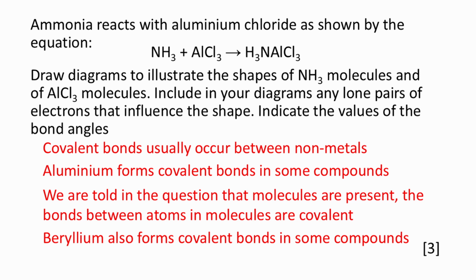Covalent bonds usually occur between non-metals. However, aluminium, a metal, forms covalent bonds in some compounds. We are told in the question that molecules are present. You should be aware that covalent bonds occur between the atoms in molecules. Another metal, beryllium, also forms covalent bonds in some compounds.